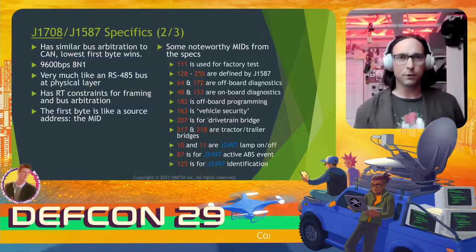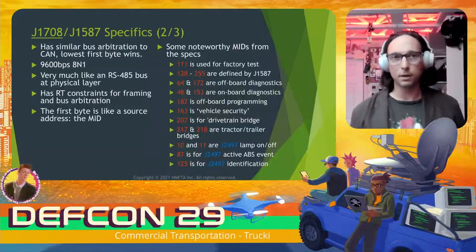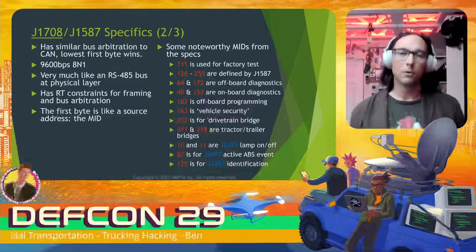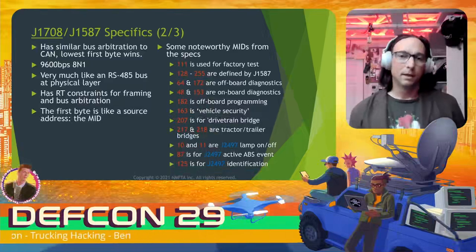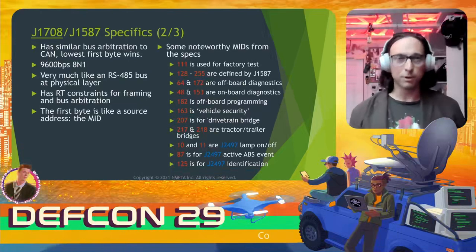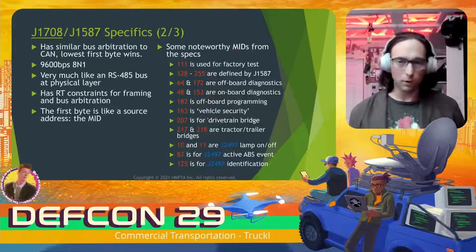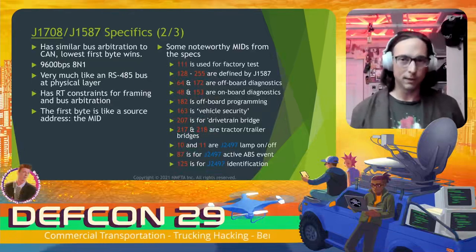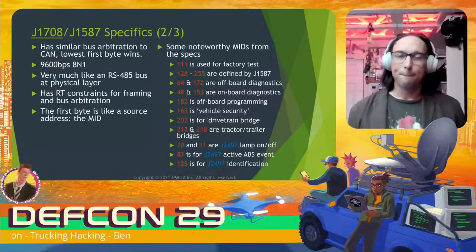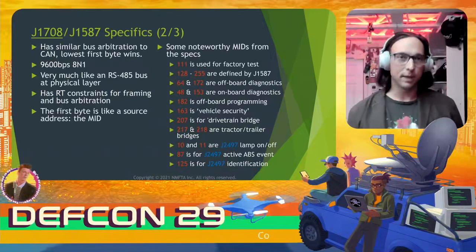In J1708, that first byte is called the MID, and it's much more like a source address than arbitration IDs are on CAN. And there are many noteworthy MIDs. 111 is factory test, and that's fun. There's also offboard diagnostics, programming. There's a vehicle security reserve number. There's bridges for drivetrain as well as tractor trailer. And then 4 total J2497 reserves. So there's 10 and 11, which is the lamp on, lamp off. That's the whole raison d'etre for J2497. For 128 through 255, those are actually defined by the J1587 standard.